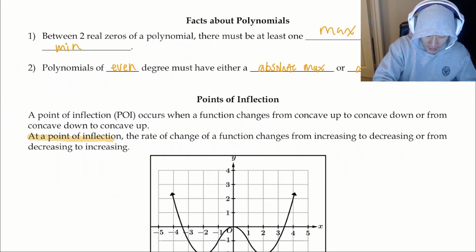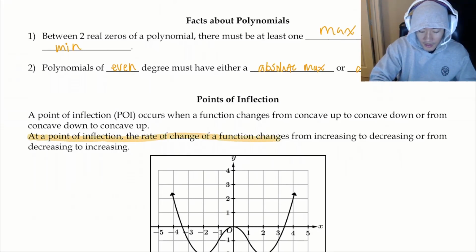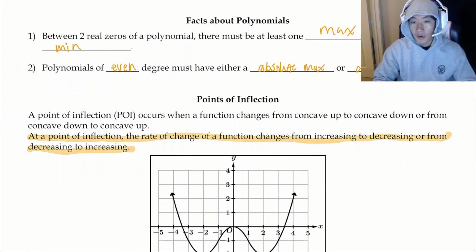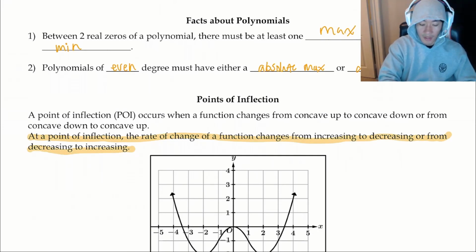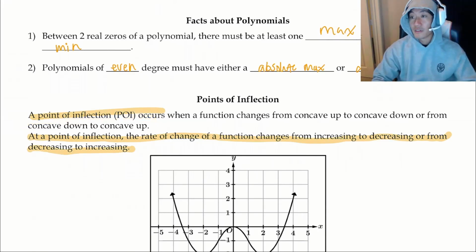At a point of inflection, the rate of change of a function changes from increasing to decreasing, or from decreasing to increasing. So really all that's saying is restating the statement that we just read here, but with the literal definition of using rate of change, right?